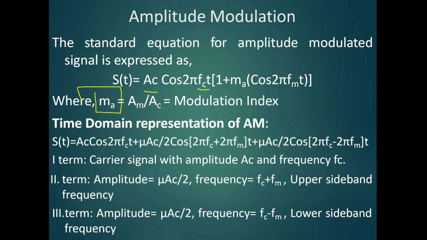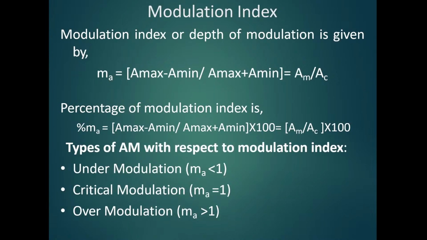So modulation index is nothing but the ratio of amplitude of modulation signal divided by amplitude of carrier signal. Now this is the time domain representation of AM signal. You can pause the video and take a screenshot of this, right? Now this is the modulation index that we have already seen. So modulation index is also called as depth of modulation, and it is given by AM by AC.